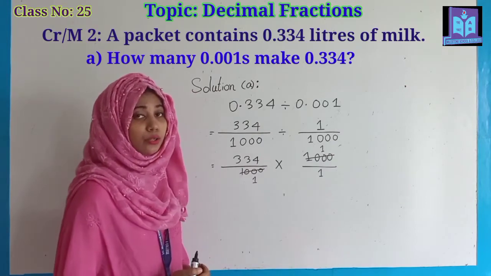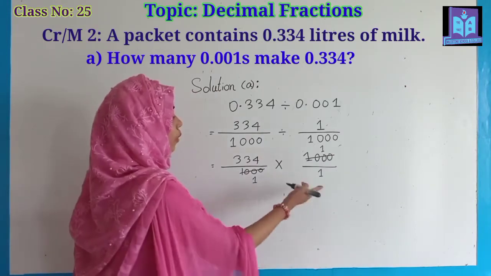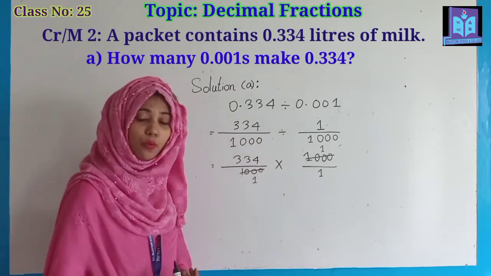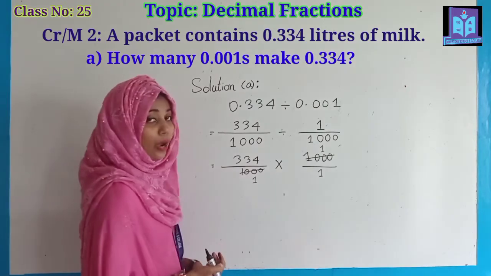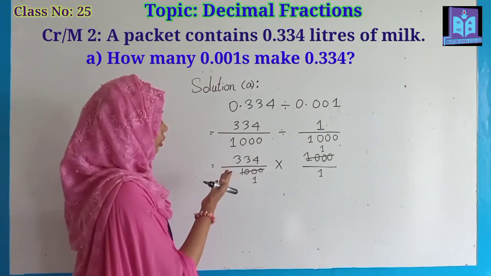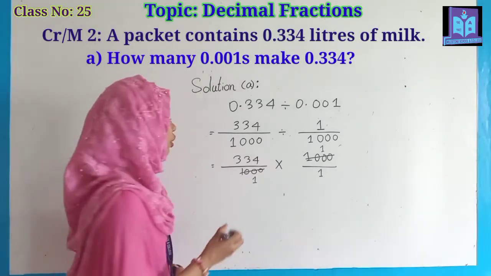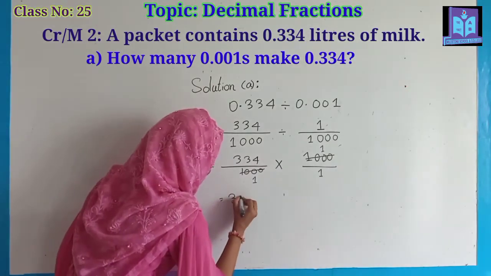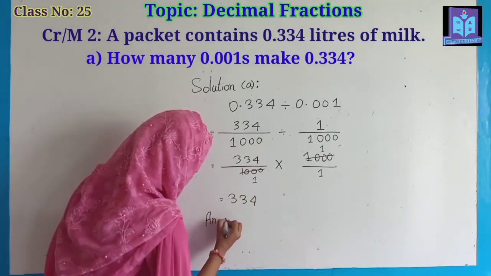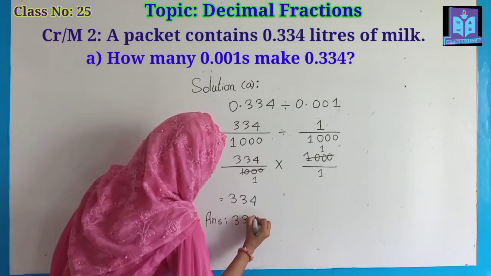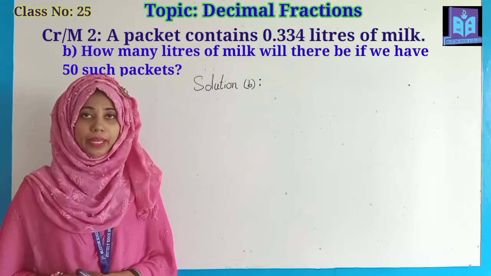Now we are doing multiplication. In the denominator there is 1 into 1. It means the product will be 1. No need to write this product. So we are counting the numerator. 334 into 1. What is the product? Yes, 334. So I got the answer. Our answer will be 334.